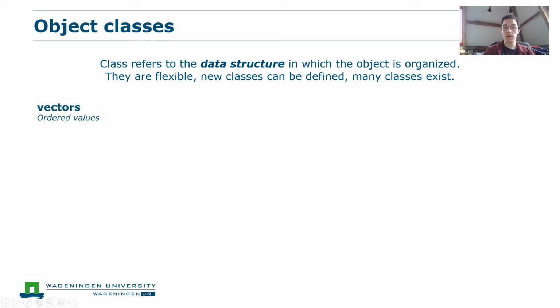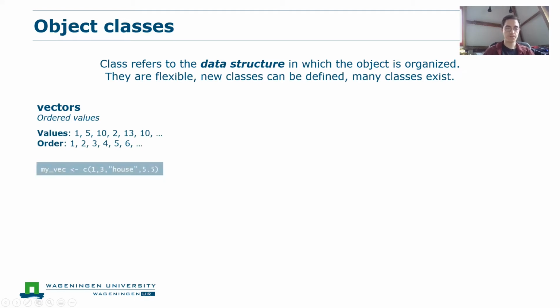Vectors, which are simply ordered values. So a vector can contain a series of values. It doesn't matter whether they are numbers or not, but it also contains the order of those values. So for instance, you create vectors by using the function C for combine. And in this case, this vector contains four values, 1, 3, house, and 5.5. And you can ask the vector to return the third value by using these square brackets next to the name of the vector.